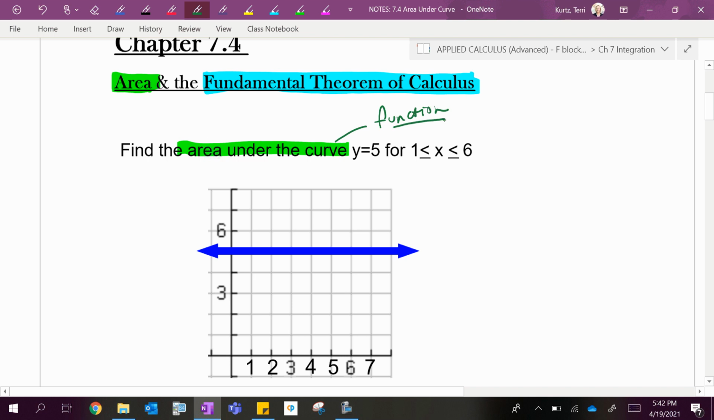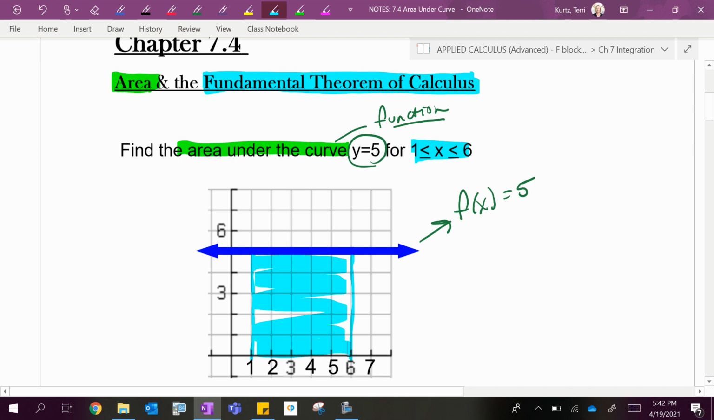In this example, our graph is just a horizontal line, which is y equals 5, or f of x equals 5. So that is our curve, and we want to find the area underneath this curve for x greater than or equal to 1, less than or equal to 6. If we marked off that area, it would be right here.